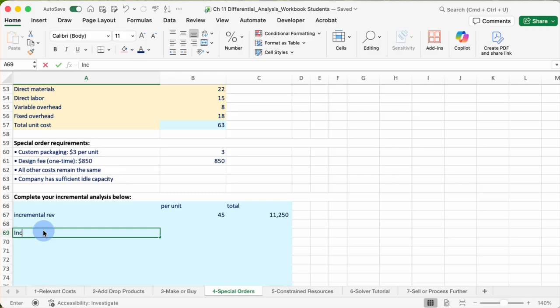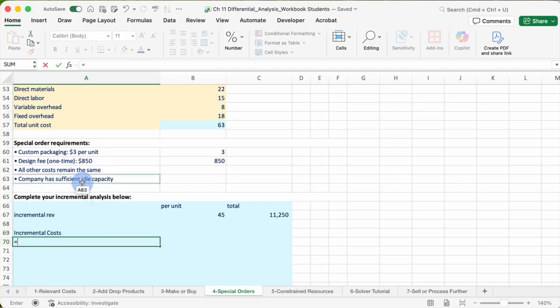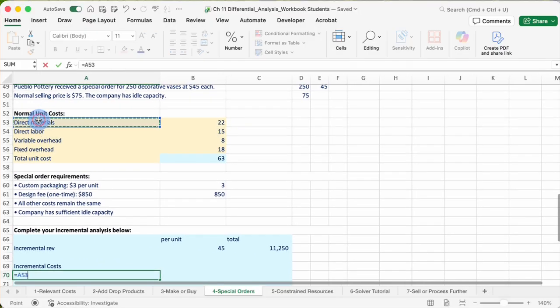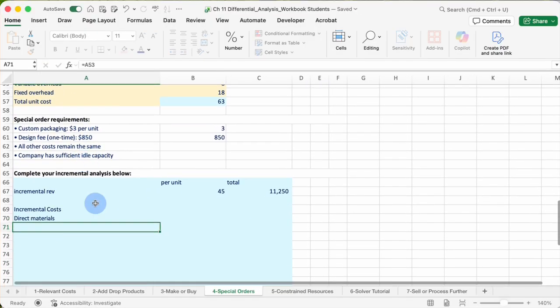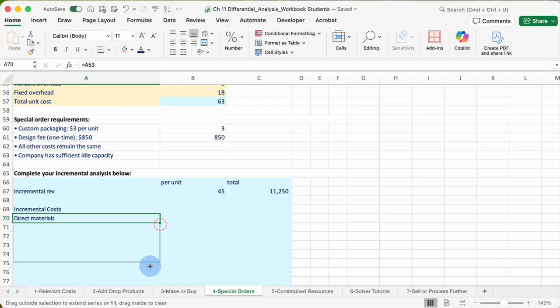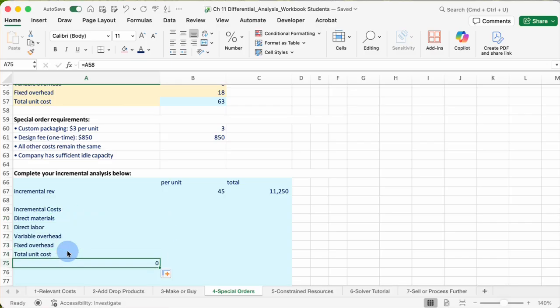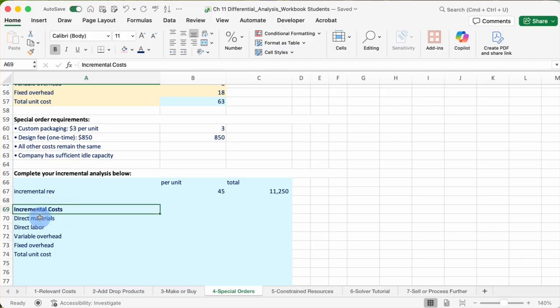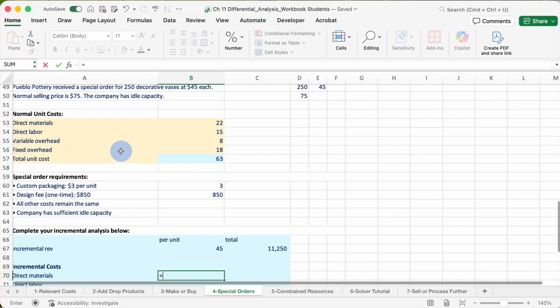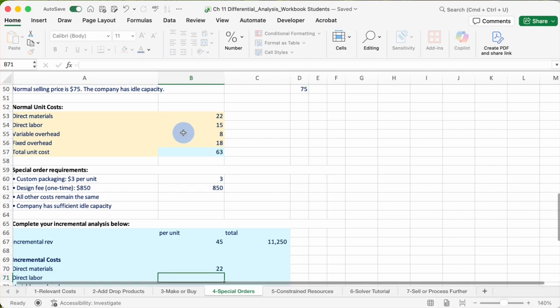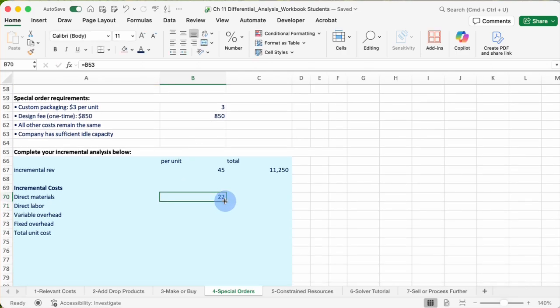Then we need to break down the incremental costs. So we're still going to have direct materials. I'm just going to pull this down. Make this bold. So for direct materials, let's pull this down. And what we need to stop and do here is, direct materials, yes, we'll still have that cost. Direct labor, yes, we'll still have that cost.